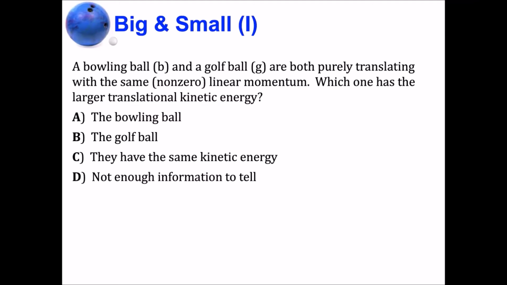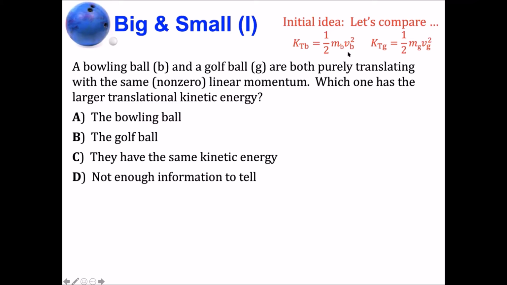Let's go back to our big and small problem number 1 and see if we can identify which ball, either the bowling ball or the golf ball, has the larger translational kinetic energy. My first approach might be to write down the equations that describe the translational kinetic energy of the bowling ball and of the golf ball in terms of their masses and speeds, the equations that we've seen before, 1/2 mv squared.